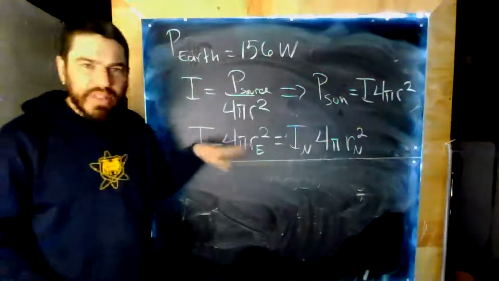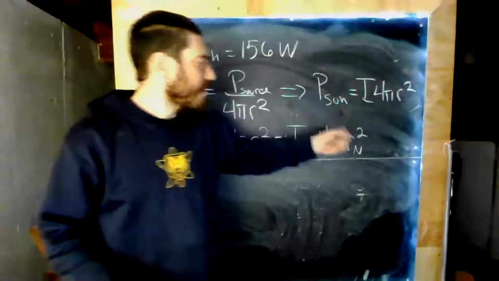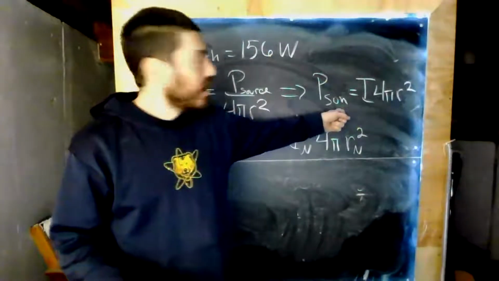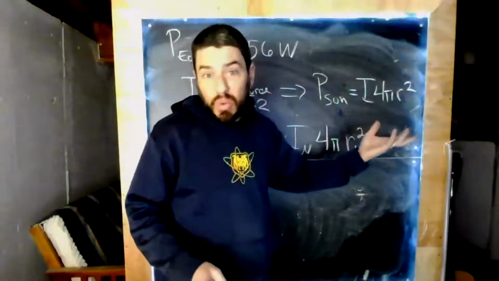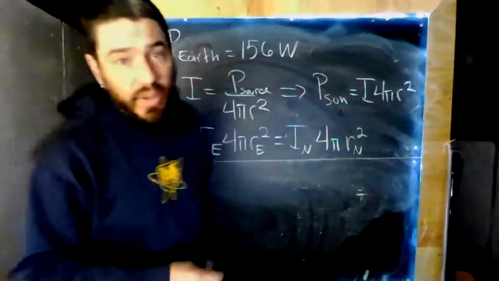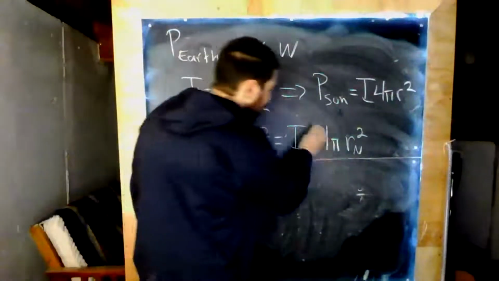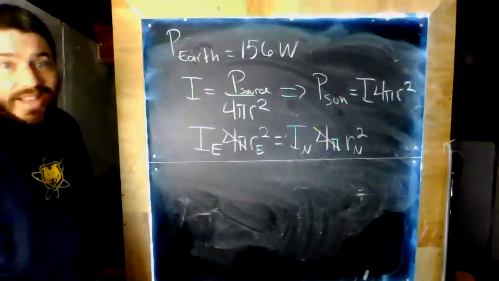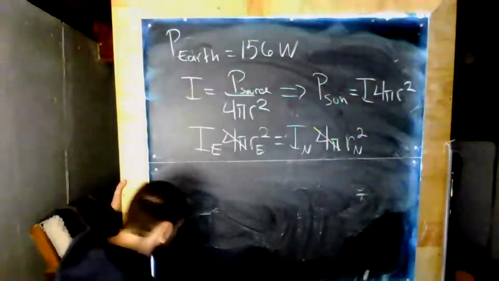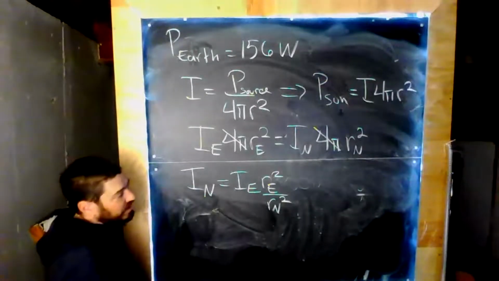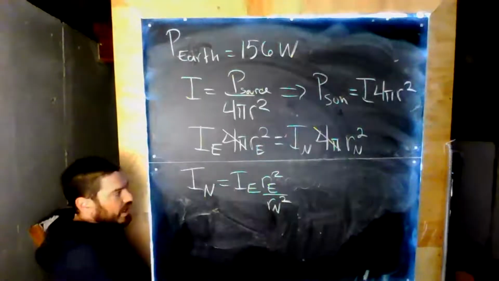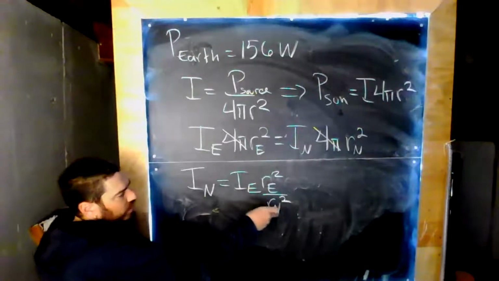Sometimes students get a little freaked out by this, but again, all I'm doing is saying whether I'm at Neptune or at Earth, I'm getting the same power from the sun. So I'm just setting this side of the equation equal to itself, in one case evaluated at Neptune, and in one case evaluated at Earth. My 4 pi's cancel, and I can now solve for the intensity at Neptune. Not too bad.